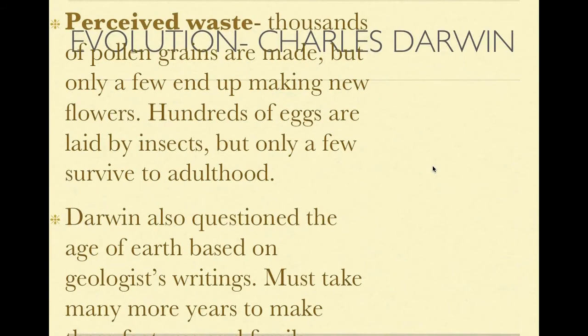Okay. The perceived waste that Darwin was looking at, and sorry for the issue here, there were things like thousands of pollen grains made by a flower, but only a few of them end up actually fertilizing to make a new seed for another flower. There are hundreds of eggs that are laid by insects and turtles and things like that, but only a few of them survive to adulthood.